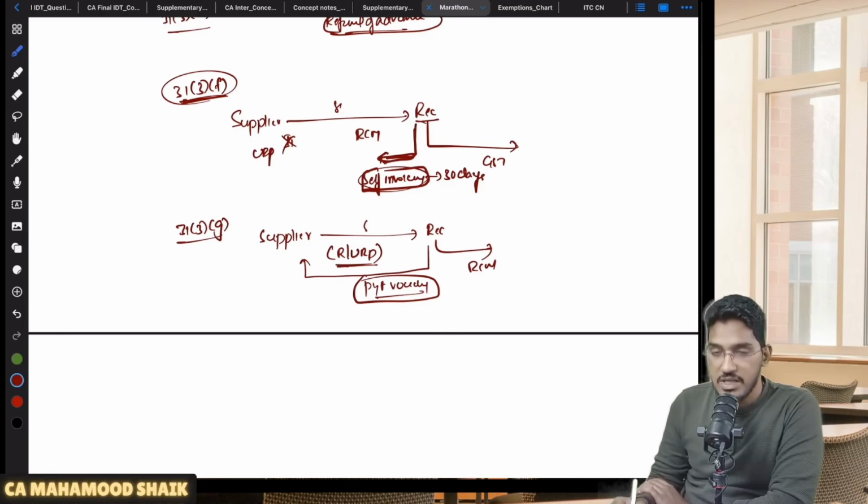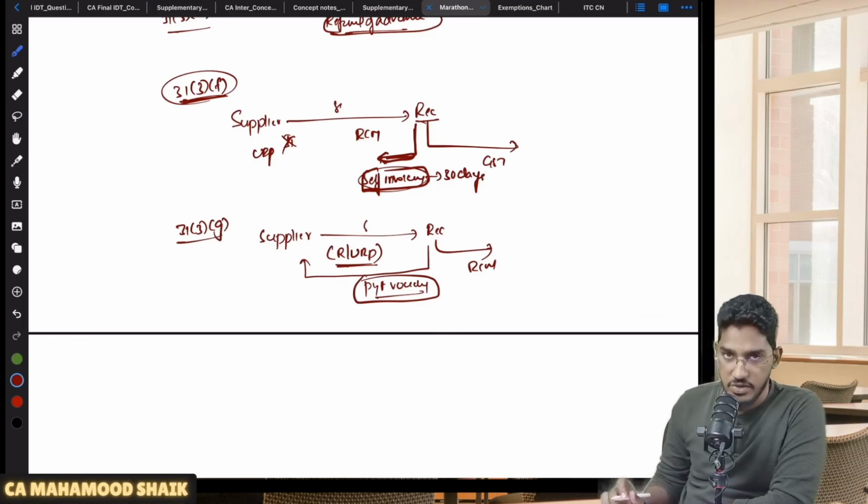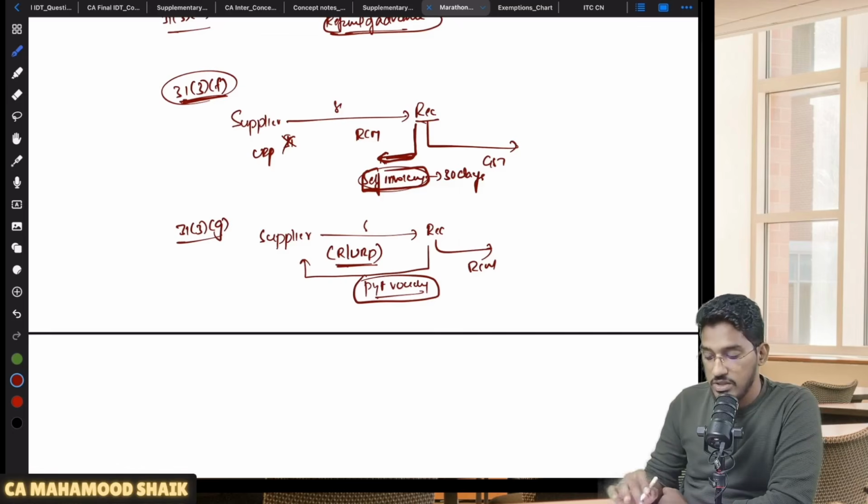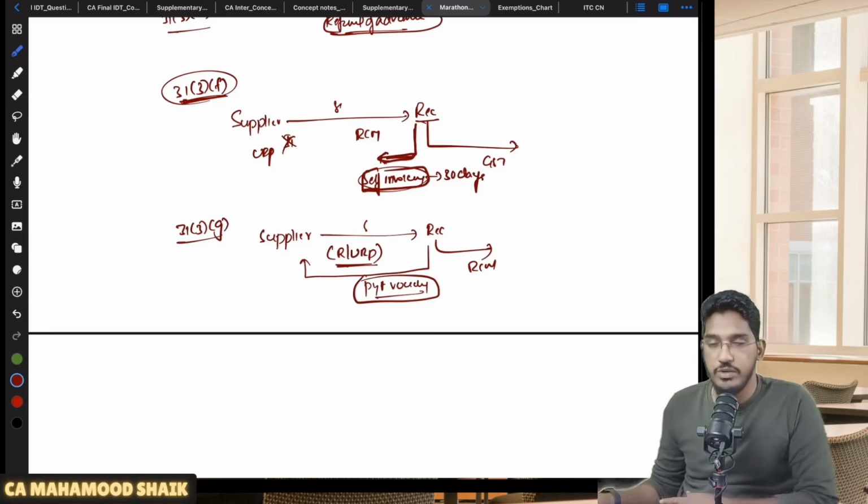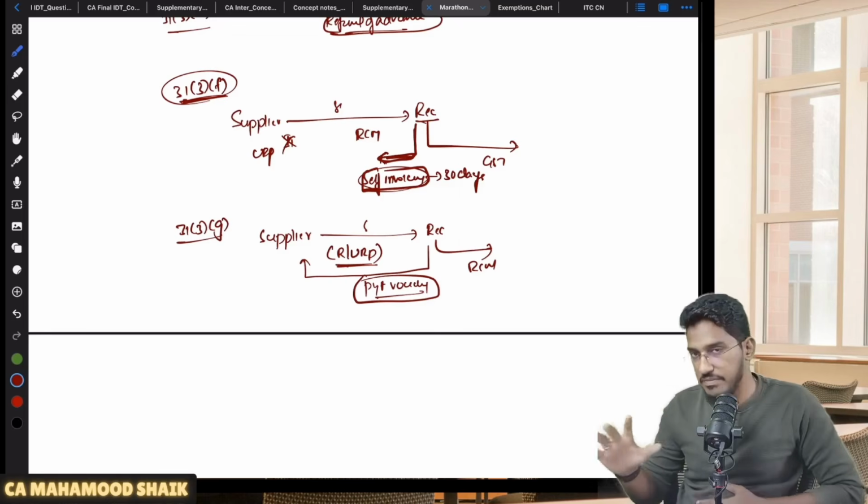Why? Because if the supplier is already registered, he himself will give you the tax invoice. You are not required to generate the self-invoicing. Understood? So these are all the special documents under Section 31 subsection 3. They might test an MCQ out of this, so I don't want you to lose the marks on MCQs. That's why I have covered it.